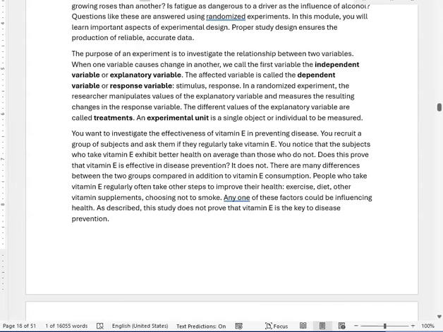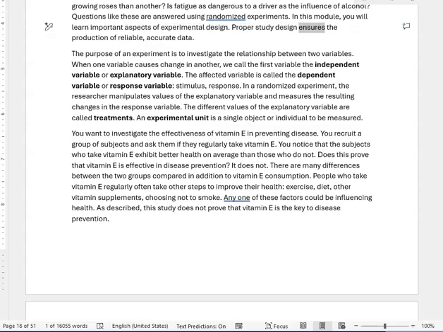Does aspirin reduce the risk of heart attacks? Is one brand of fertilizer more effective at growing roses than another? Is fatigue as dangerous to a driver as the influence of alcohol? Questions like these are answered using randomized experiments. In this module, you will learn important aspects of experimental design.